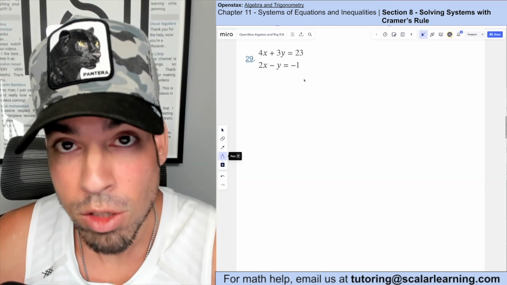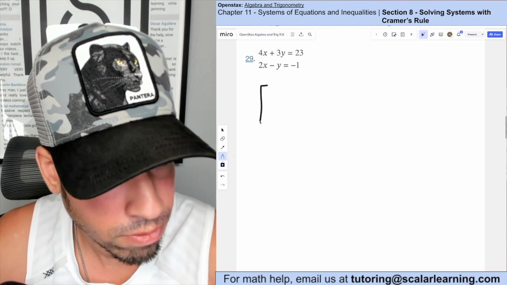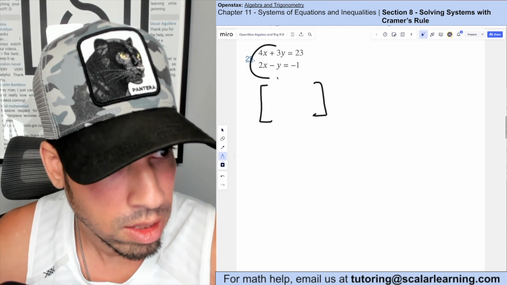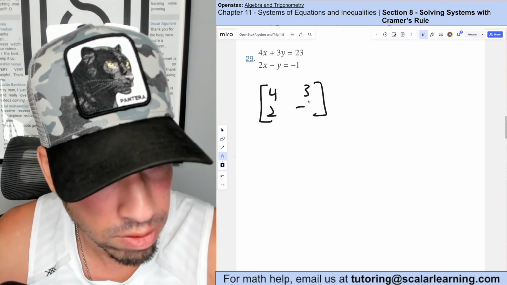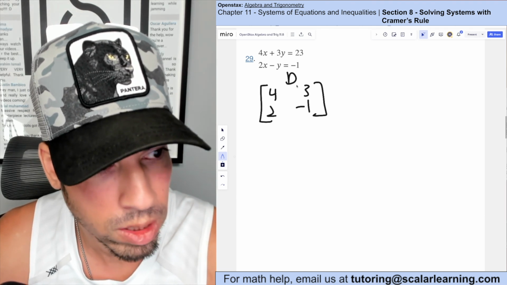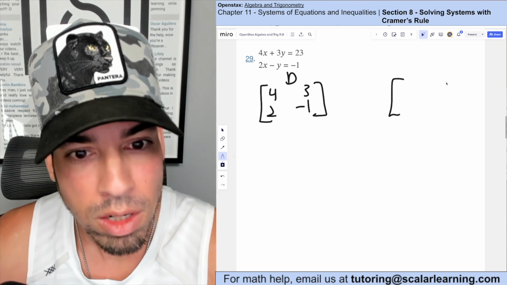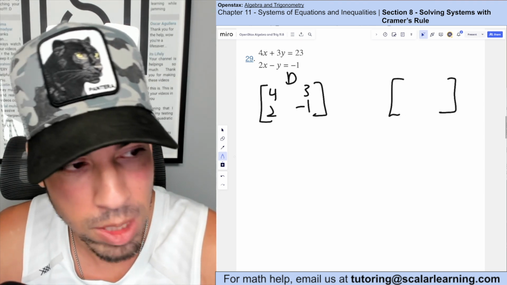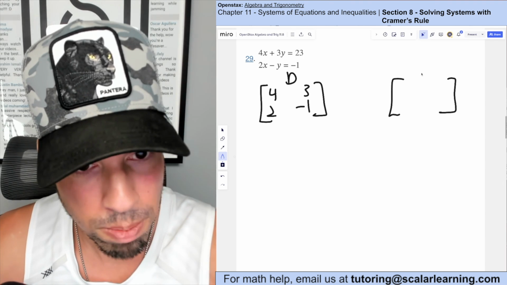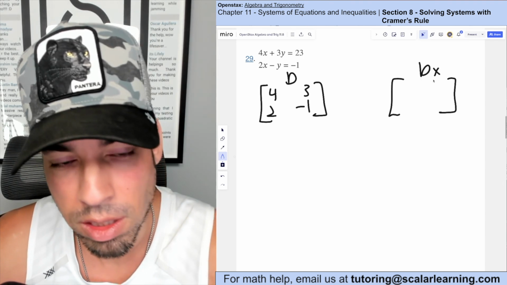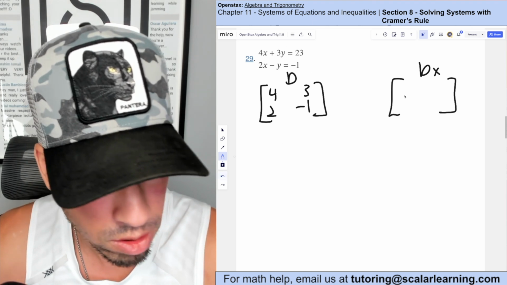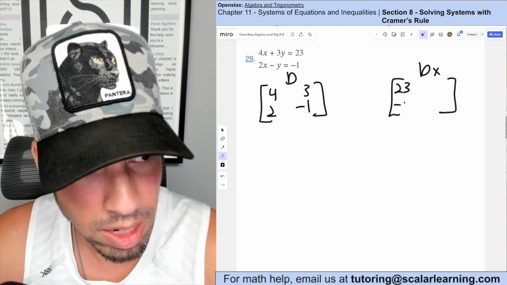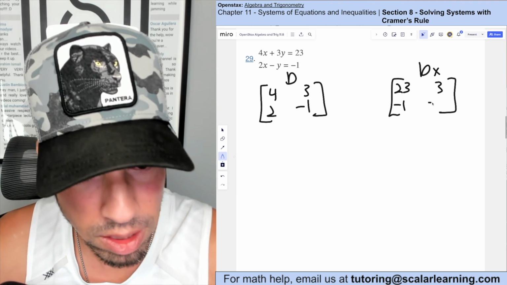Done. So for this one, we're going to set up 3 different matrices. The first one, we're going to take these coefficients right here, just as is, 4, 2, 3, negative 1, and we're going to calculate the determinant. We're going to come back to that. We also need to set up a second and a third matrix. The second one, we're going to replace the x. We're going to call it the x determinant. So we're going to replace the x with these constants right here. We got 23, negative 1, and then we leave the 3 and the negative 1 as is.